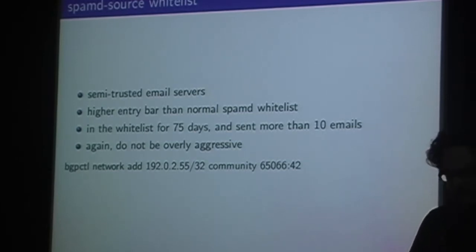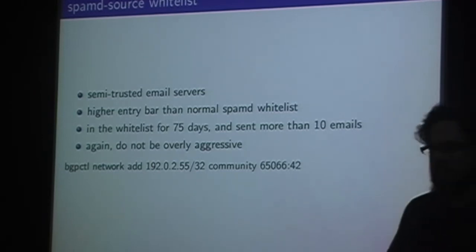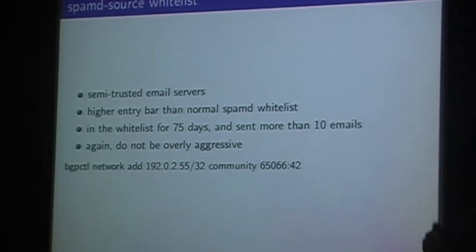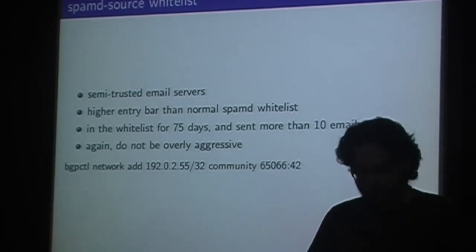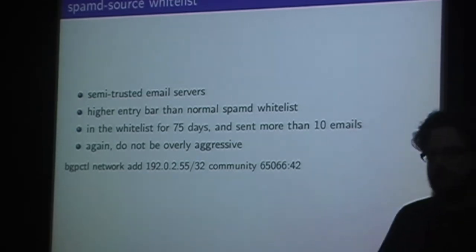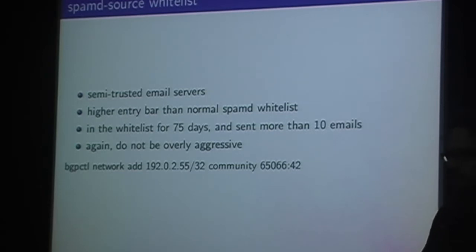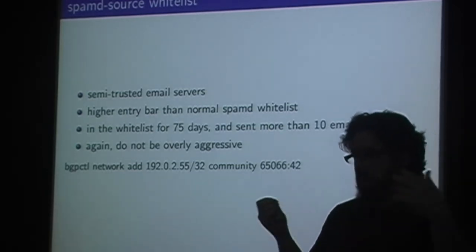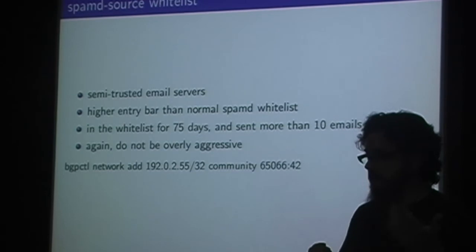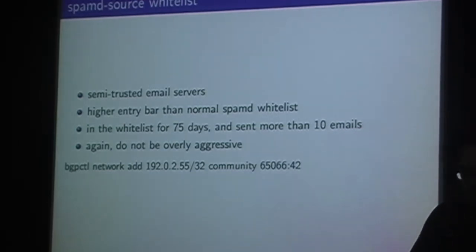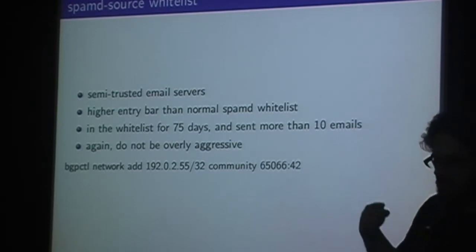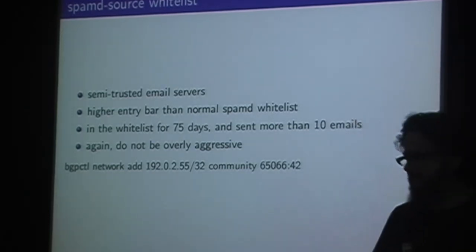The whitelists are quite similar. We're calling them semi-trusted. Basically what happens is that we've known about them for more than 75 days, and they have sent us more than 10 emails. We figure that within this time frame, an email server admin would have been able to identify if they are a spam source or if it's a legitimate email. So we do not want to be overly aggressive and list too many addresses in this whitelist.